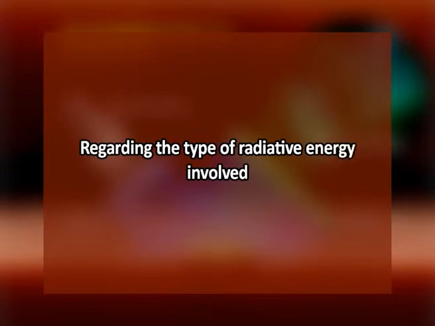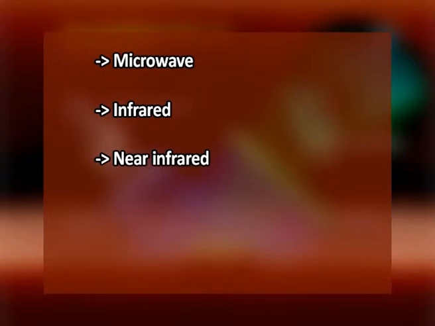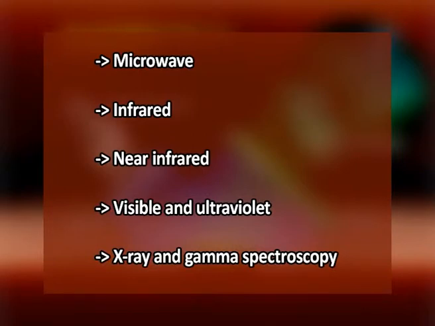Regarding the type of radiative energy involved, spectroscopy can be classified into many types, like those involving electromagnetic radiation, which was the first source of energy needed for spectroscopic studies. Such techniques are typically classified on basis of wavelength region of the spectrum and include microwave, infrared, near infrared, visible and ultraviolet, X-ray and gamma spectroscopy.